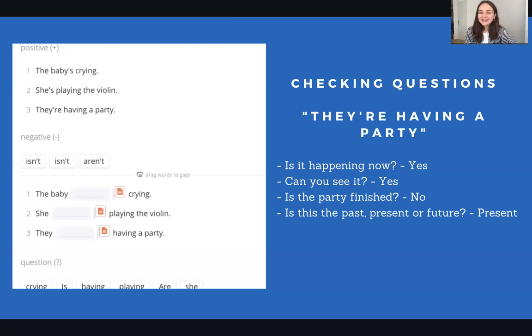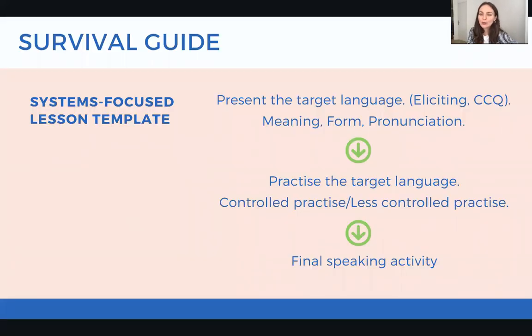Okay, and let's now move to the stages of the lesson. And as you may see, there is a beautiful flow chart here. So the first stage is present the target language. Present the target language by eliciting and asking CCQ questions, as we discussed before. You need to make sure that your student knows the meaning, the form, and the pronunciation.